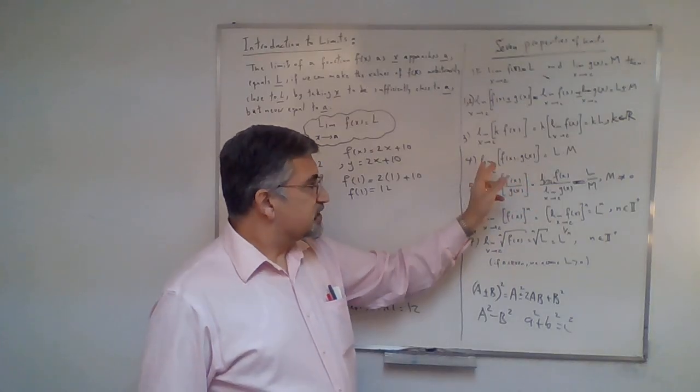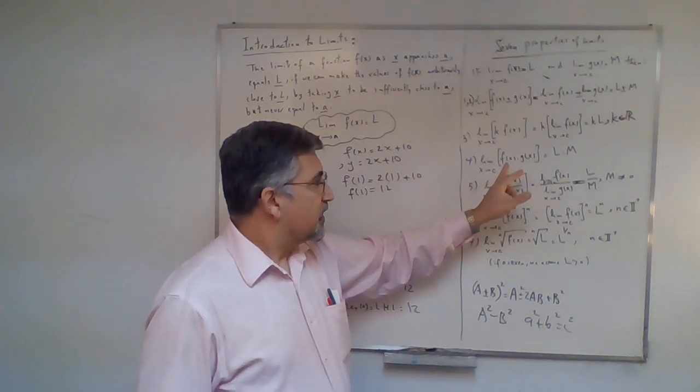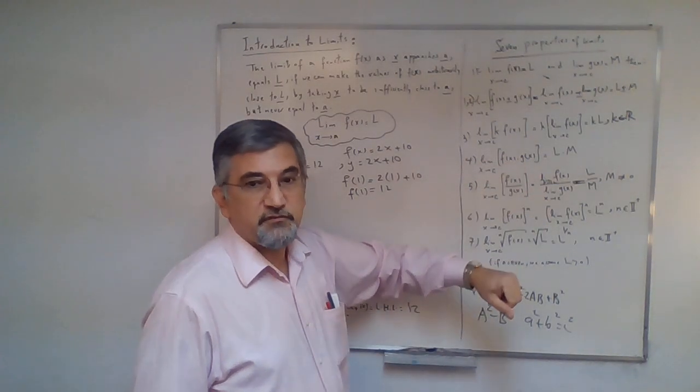This one says the limit of the product of two functions is equal to the product of the limits of those two functions.